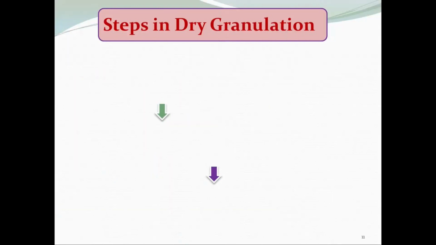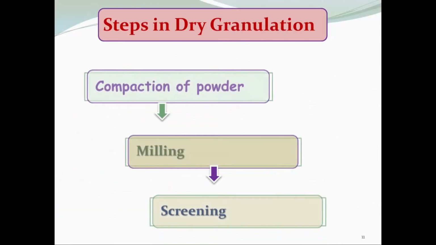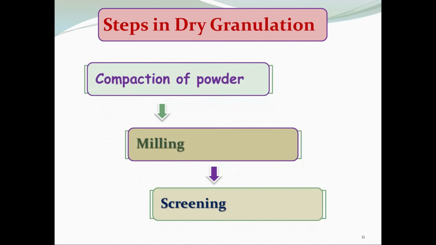Okay, then steps in granulation. Now the first step in dry granulation, specifically compression granulation, is compaction of powder. Compaction of powder means we are preparing a compact of powder by applying certain force. Then secondly, we will mill this powder, or we break that powder again and screen that powder. Okay, and a similar step we can go on repeating. Those are the steps we follow in dry granulation, and we will see each one by one.